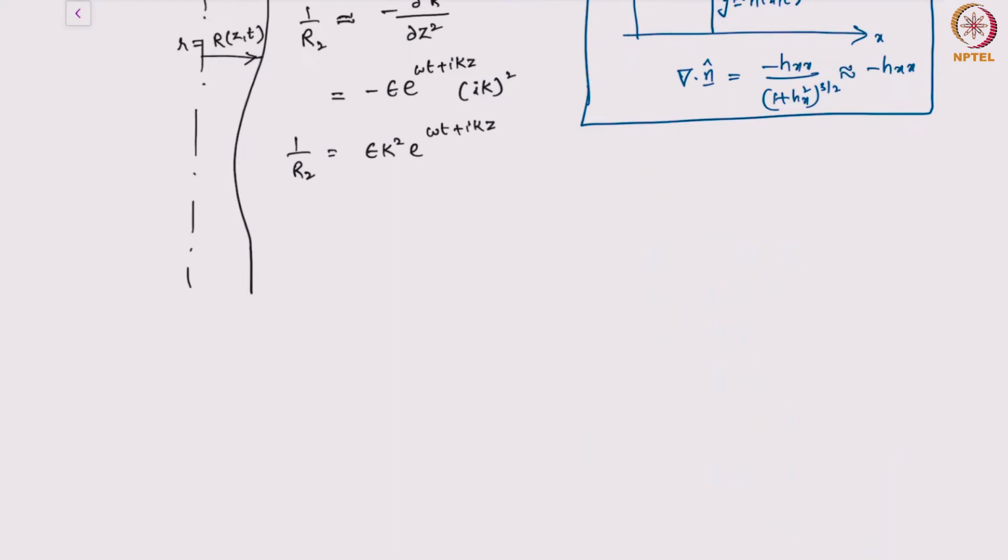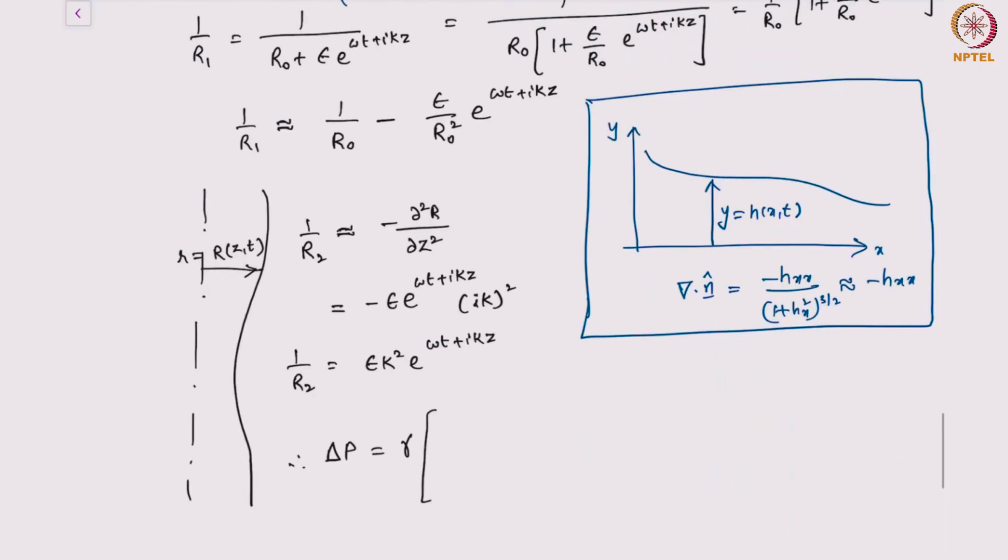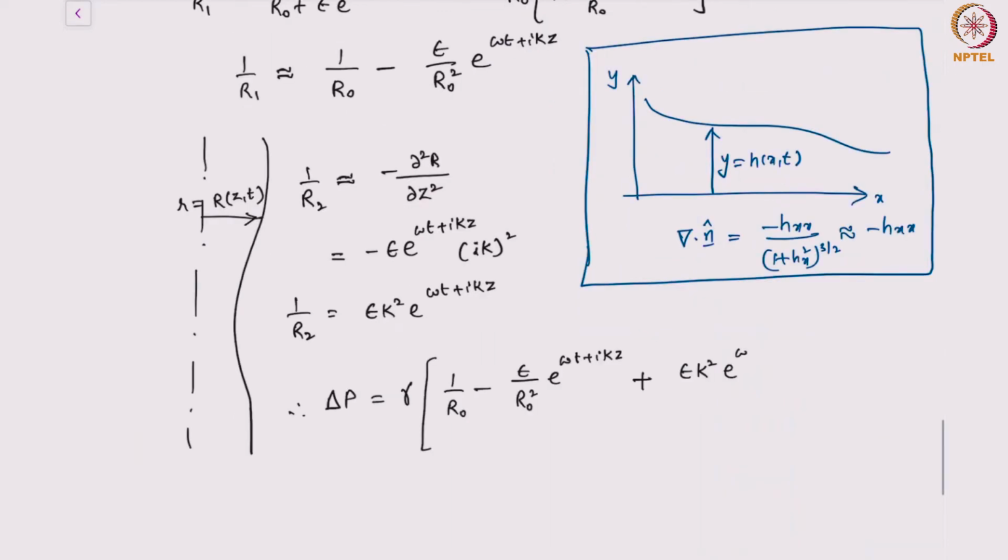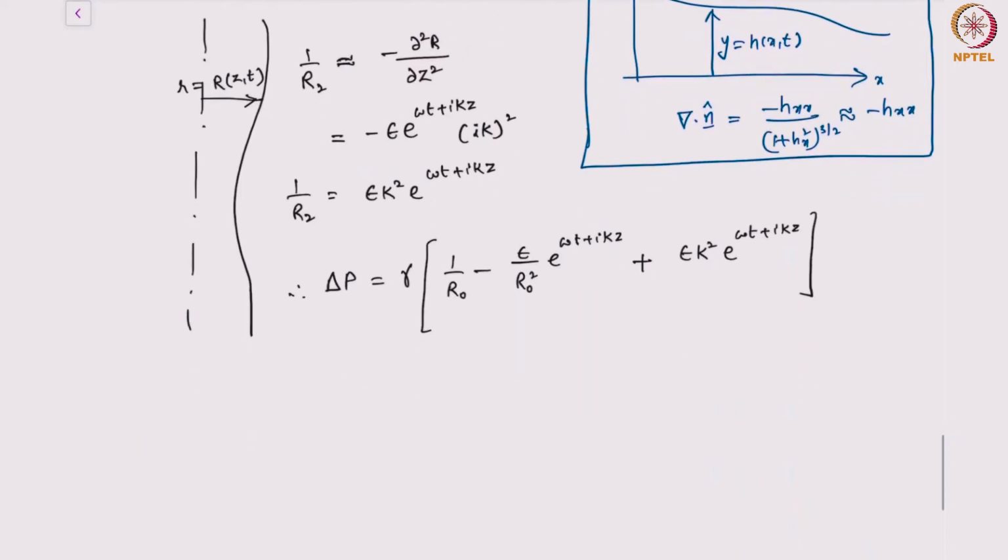So I have 1 by R1 and 1 by R2, and now I can substitute them into the pressure jump condition, the Laplace jump condition, which is gamma times 1 by R1. 1 by R1 we've already calculated. It is 1 by R naught minus epsilon by R naught square e power omega t plus i k z, and then plus 1 by R2, it's epsilon k square e power omega t plus i k z. This is the pressure jump across the interface.